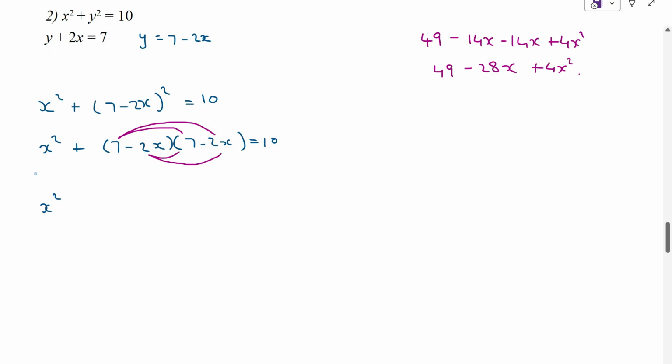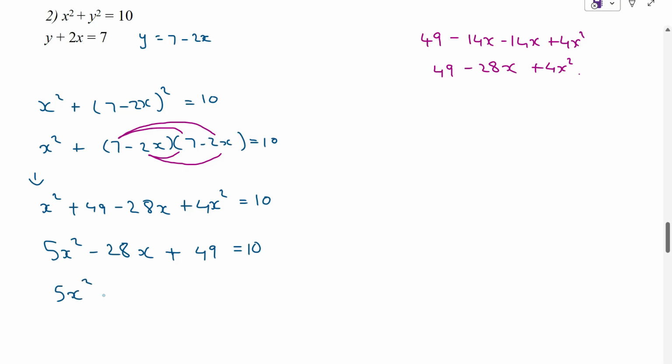So x squared plus 49 minus 28x plus 4x squared equals 10. So again, simplify this down. 5x squared minus 28x plus 49 equals 10. Now, last step, let's just take that 10 over. So this equation now equals 0.